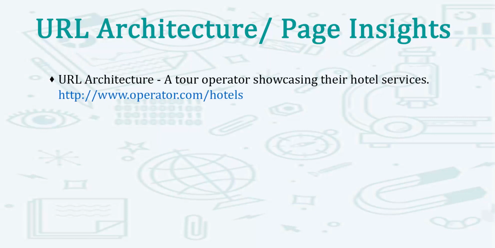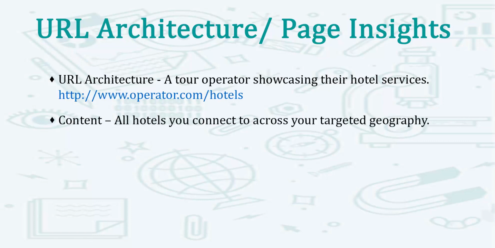If you're a tour operator and you want to showcase your hotel services, you need to have a separate category mentioned for it. Let it read www.operator.com/hotels. The content should be the most relevant content that a user is looking for, with the right mix of keywords. If you're offering hotel booking services within a selected geography, you need to ensure every major hotel within that geography is present.